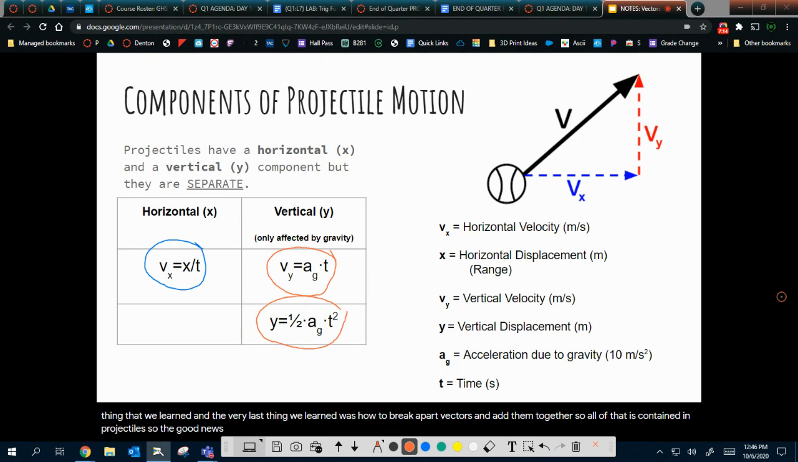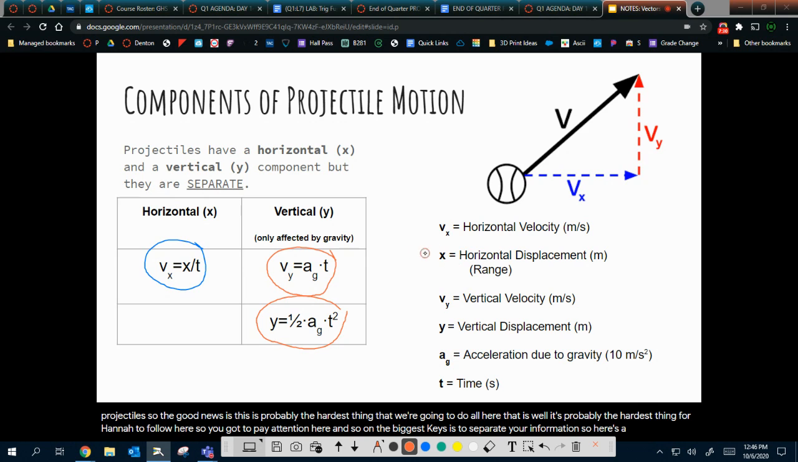So the good news is this is probably the hardest thing that we're going to do all year. The bad news is, well, it's probably the hardest thing we're going to do all year. So you've got to pay attention here. And one of the biggest keys is to separate your information.